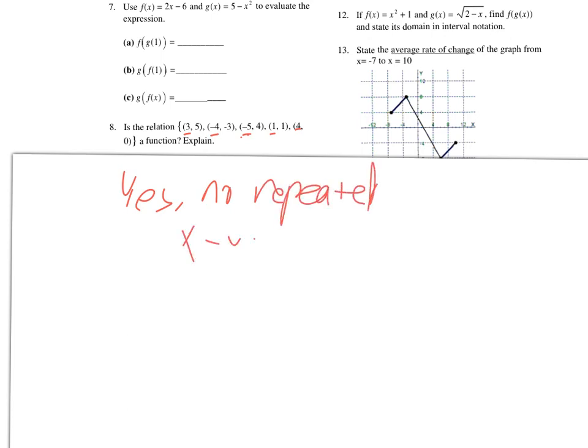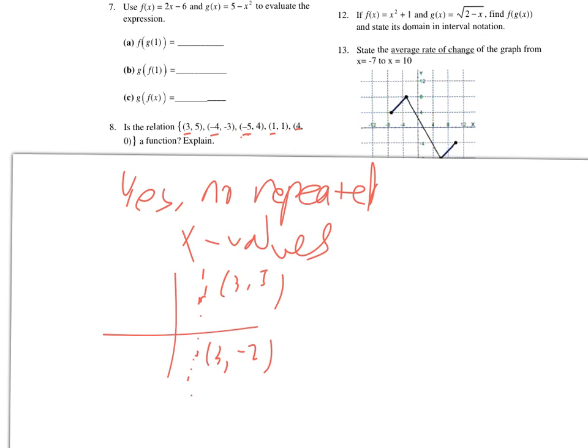x values. You can kind of visualize that if we did have something like, if we had 3, 5 right there, and then we had, let's say we had 3, negative 2 right there, you could see that that would fail the vertical line test. And so since we don't really have that, then that's why this is a function.